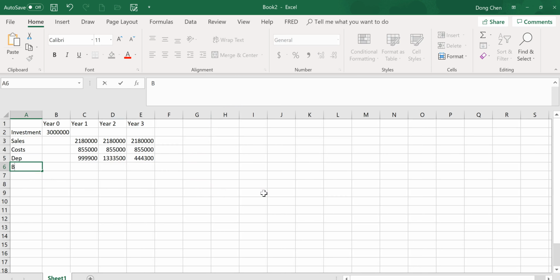Why don't I do this EBIT calculation first?